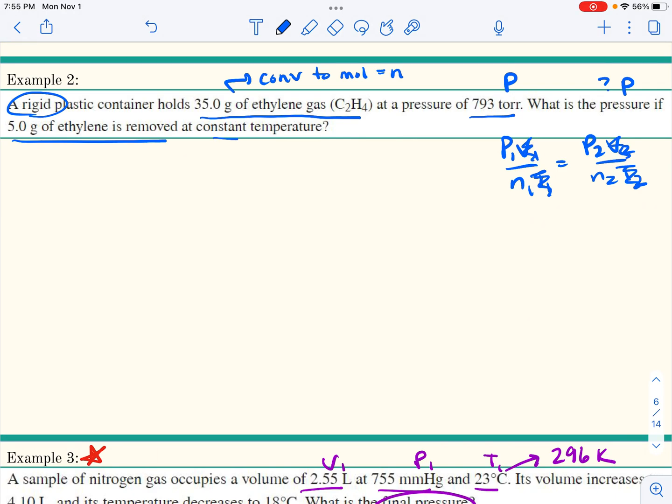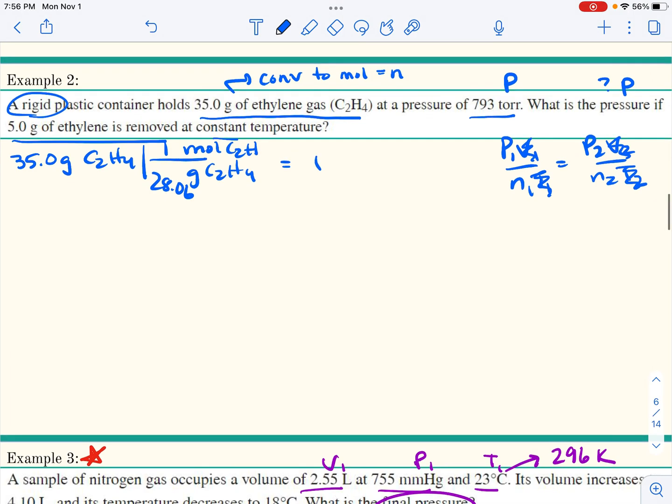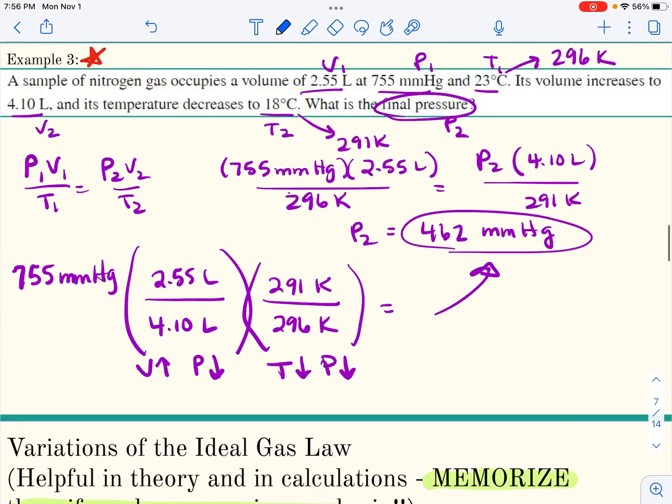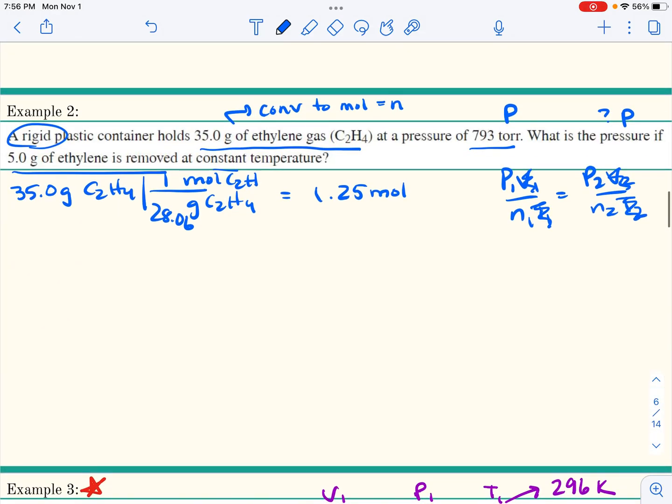So this would be P1 over N1 equals P2 over N2, which means we need to convert our grams to moles. So we can come in here and say 35 grams of C2H4, 1 mole of C2H4, and from the periodic table, C2H4 has a molar mass of 28.06 grams. So we started out with basically 1.25 moles of ethylene gas in our container.